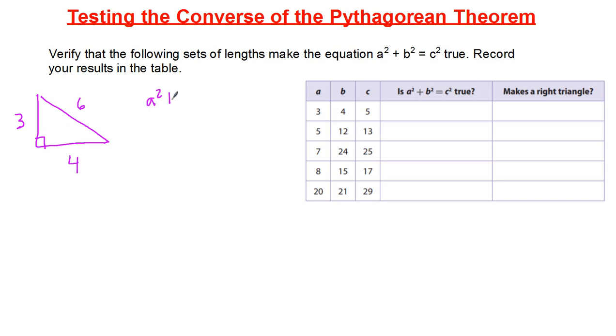So a squared plus b squared is going to be equal to c squared. We got 3 squared plus 4 squared is going to be equal to 6 squared. 9 plus 16 equals 36. Is 9 plus 16 equal to 36? No. 25 is not equal to 36. So I just tested to see if this triangle here is a right triangle. Alright, and as you can see, it clearly isn't, because a squared plus b squared does not equal c squared.